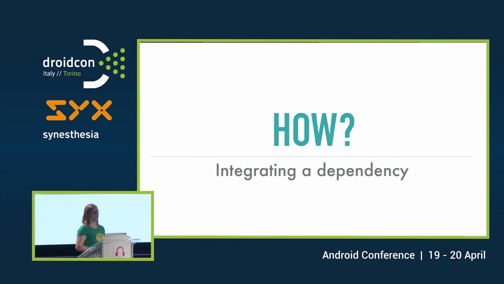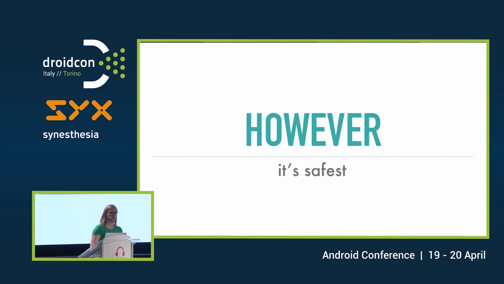OK, so how do you integrate a dependency? Well, however it's safest. Adding a dependency can be quite risky. But if you start small, add some abstraction, and use static versions, it can be safe. So being a lazy developer is quite a lot of work, actually. But it can also save you a lot of time, because you don't have to write a lot of code, and you can use somebody else's knowledge.